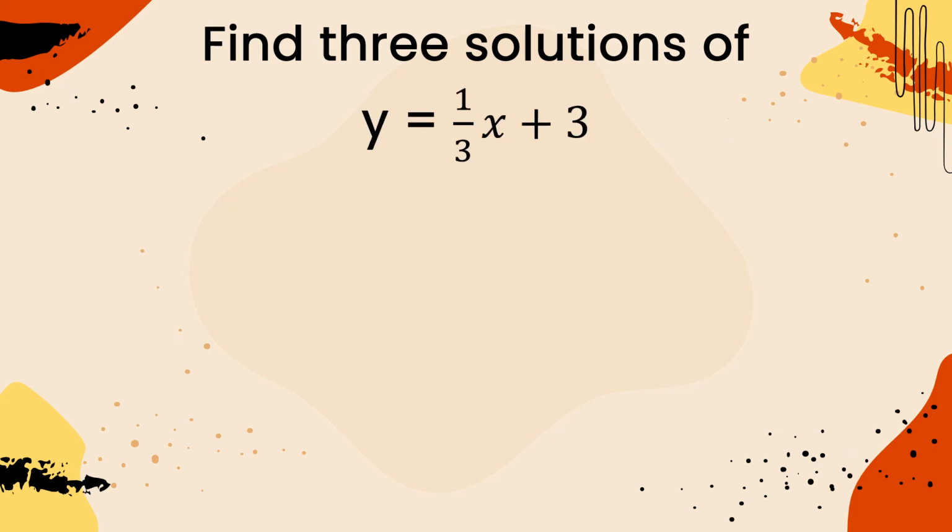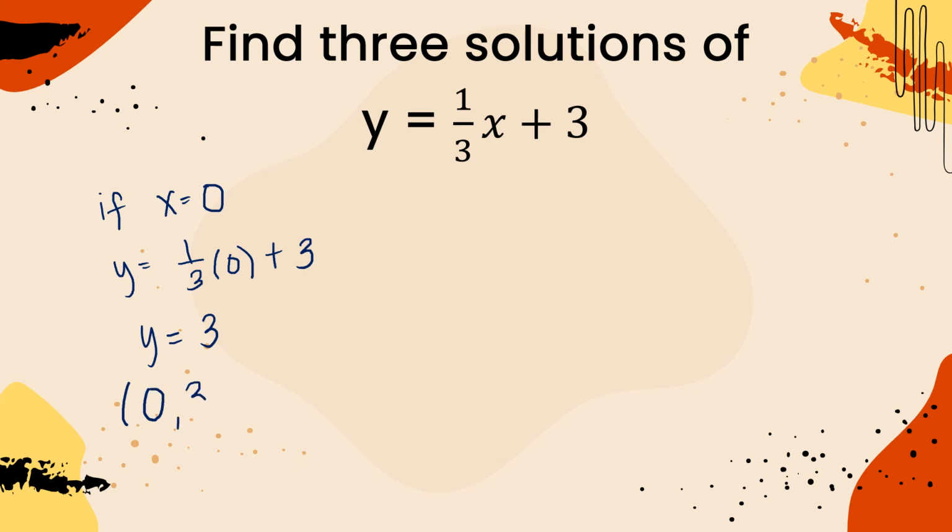We have here y is equal to 1/3 x plus 3. So, again, let us try if x is equal to 0. So, if x is equal to 0, that is simply 1/3 times 0 plus 3. So, 1/3 times 0, that is simply 0. So, we bring down 3. So, one of the solutions is 0, 3. Try naman natin 0 si y. So, if y is equal to 0, we have 0 is equal to 1/3 x plus 3.